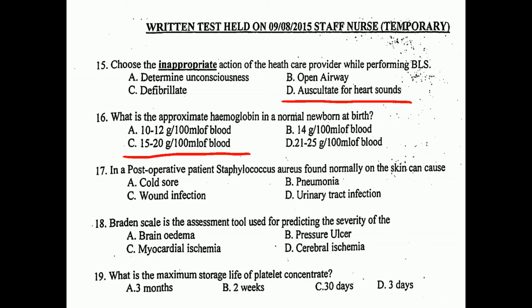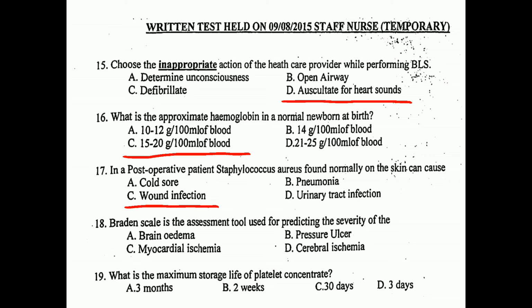Question number 17. In a post-operative patient, Staphylococcus aureus found normally on the skin can cause, options are cold sore, pneumonia, wound infection, urinary tract infection. The correct answer is option C, wound infection. So in a post-operative patient, Staphylococcus aureus will cause wound infections.